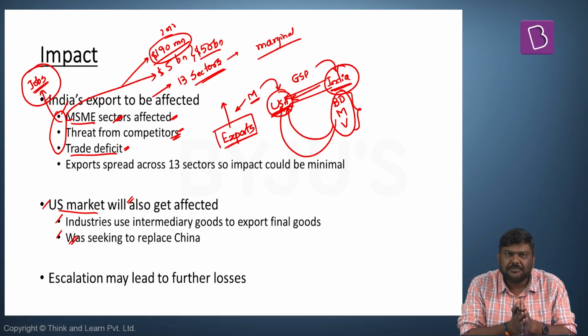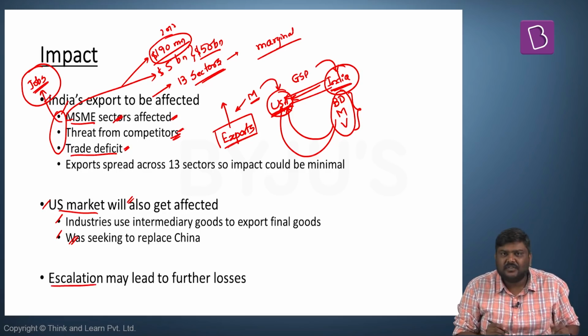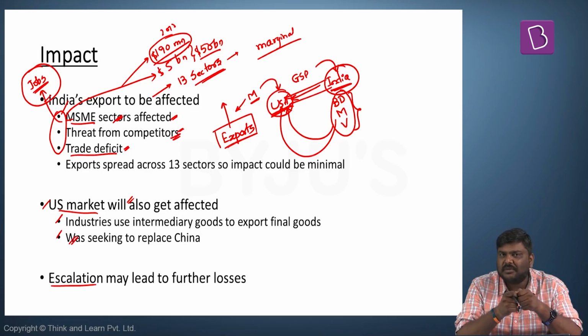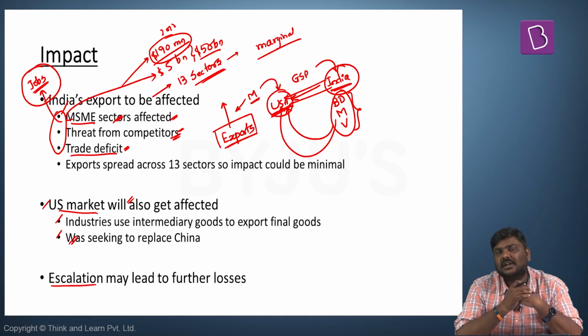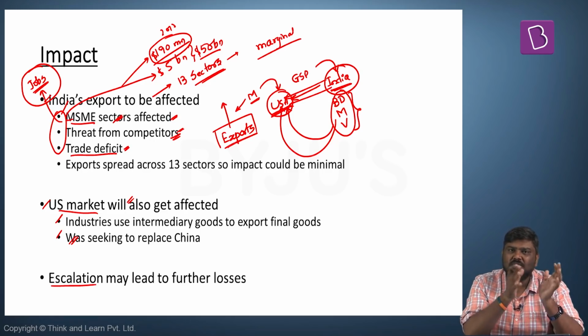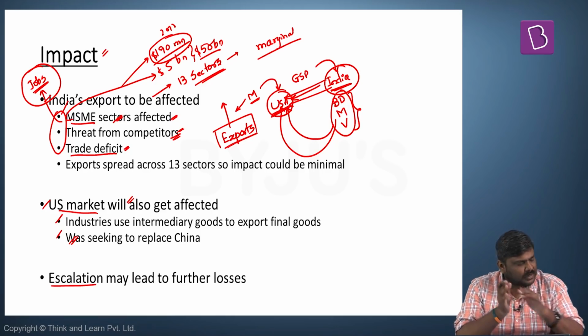But more importantly, these kinds of skirmishes or frictions between the Indian government and the US government have to be de-escalated through negotiations or trade deals, whatever measures are taken. Because please understand, if de-escalation doesn't happen and escalation happens, it may affect the growth prospects of both economies, that is the USA as well as India. So these are some of the points related to impact.